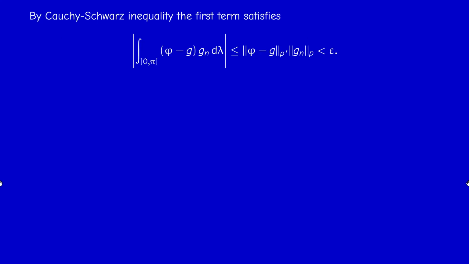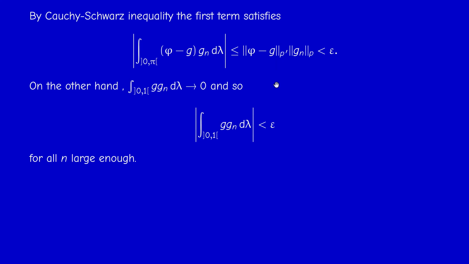Same strategy. If you look at the first term, here it's not Cauchy-Schwarz, it's Hölder, because it's p. So the integral of (phi minus g) g_n is less than the L^p prime norm of (phi minus g) times the L^p norm of g_n. So please correct that. This is Hölder. And since the norm L^p of g_n by exercise 1 is less than 1, and by our choice of g the other norm is less than epsilon, the first term is less than epsilon.